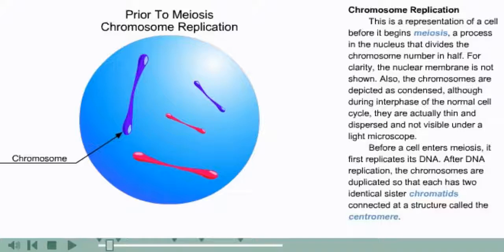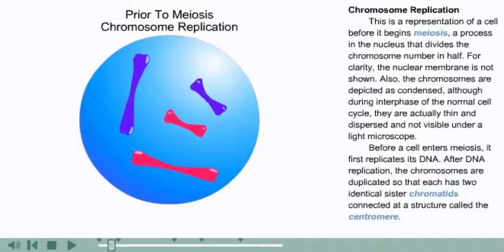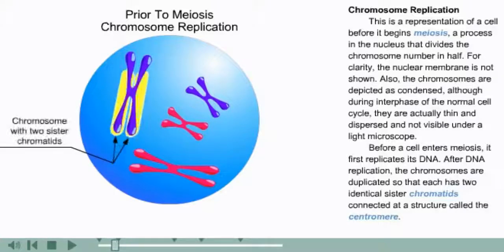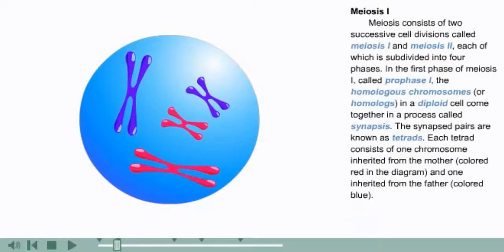Before a cell enters meiosis, it first replicates its DNA. After DNA replication, the chromosomes are duplicated so that each has two identical sister chromatids connected at a structure called the centromere. Meiosis consists of two successive cell divisions called meiosis I and meiosis II, each of which is subdivided into 4 phases.